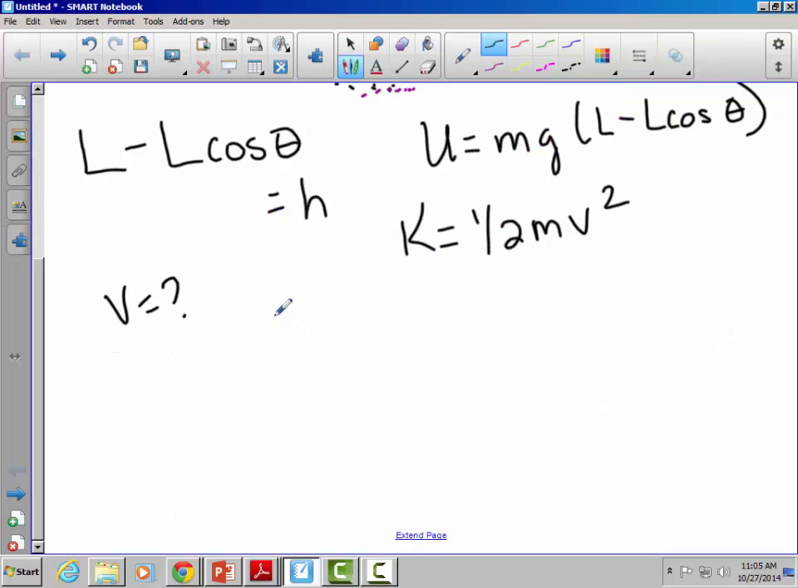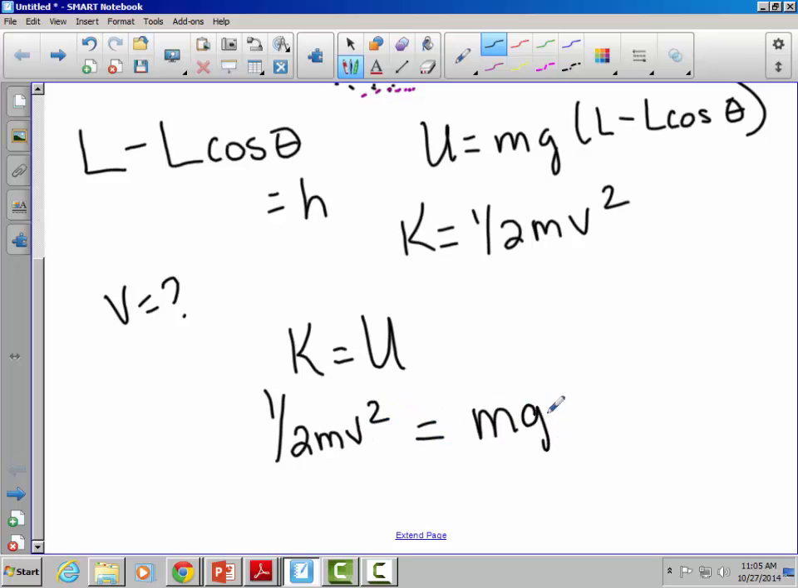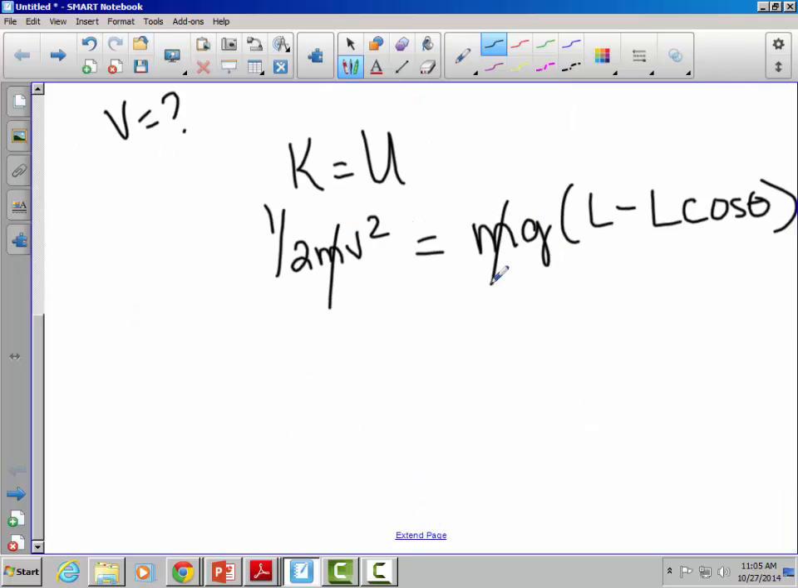So when it swings through that equilibrium point, the kinetic energy at the bottom is equal to whatever its potential energy was at the top. So we have 1/2 mv squared equals mg(L minus L cosine theta). All right, we have masses on both sides, so those can cancel out. We can multiply both sides by 2 to get rid of the 1/2, and we have v squared equals 2g(L minus L cosine theta).